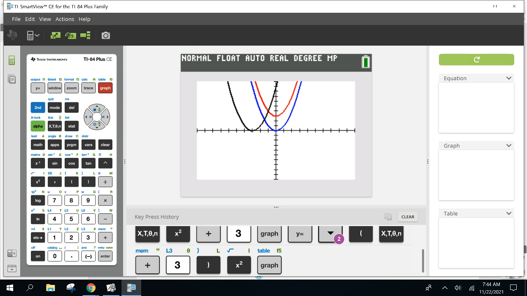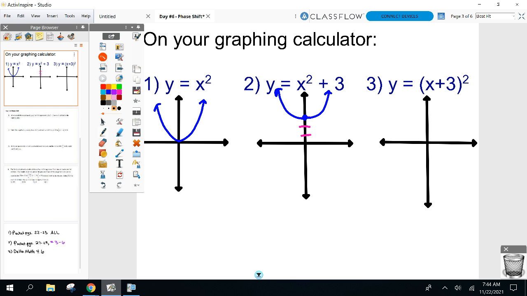So anytime the number's on the outside, it's up and down. Anytime the number's on the inside, we're moving left and right. And here's the thing you've got to remember, and it's kind of crazy, but it goes the opposite direction when you're moving left and right. And that's what we're going to do with our sine and cosine curves today. Move them left and right, along with up and down.